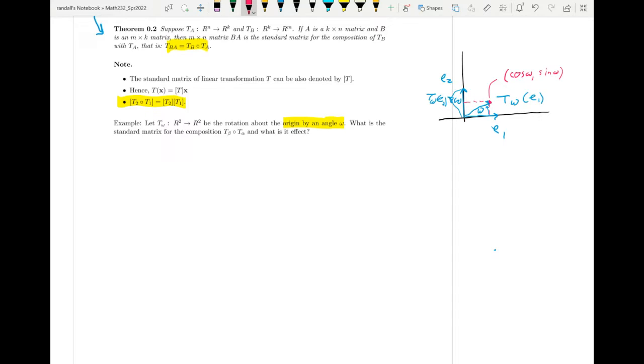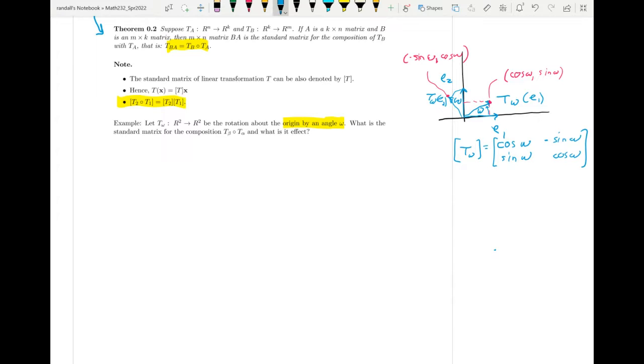Okay. And then the point where E2 points to has coordinates minus sine omega and cosine omega. So you can just draw those diagrams and you can see what they are. And hence, the standard matrix for that kind of rotation is going to have columns cosine omega, sine omega, and then minus sine omega, cosine omega.